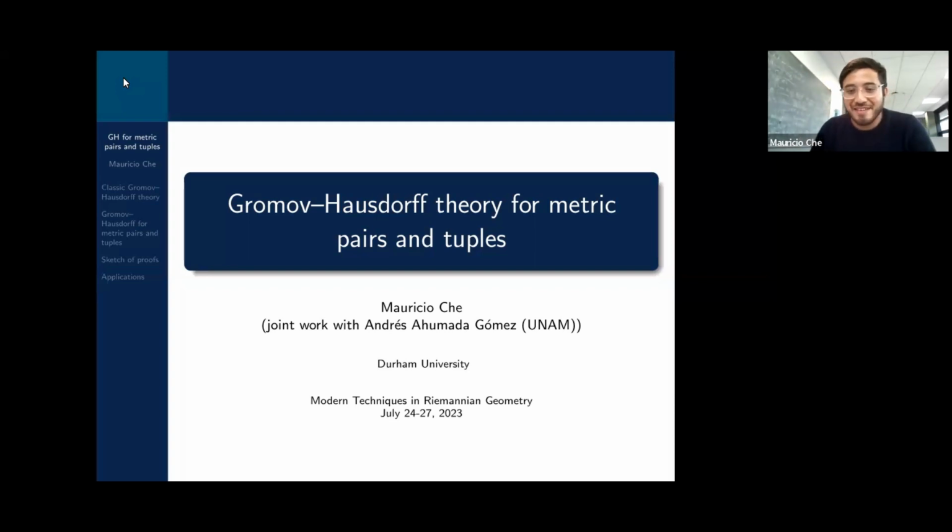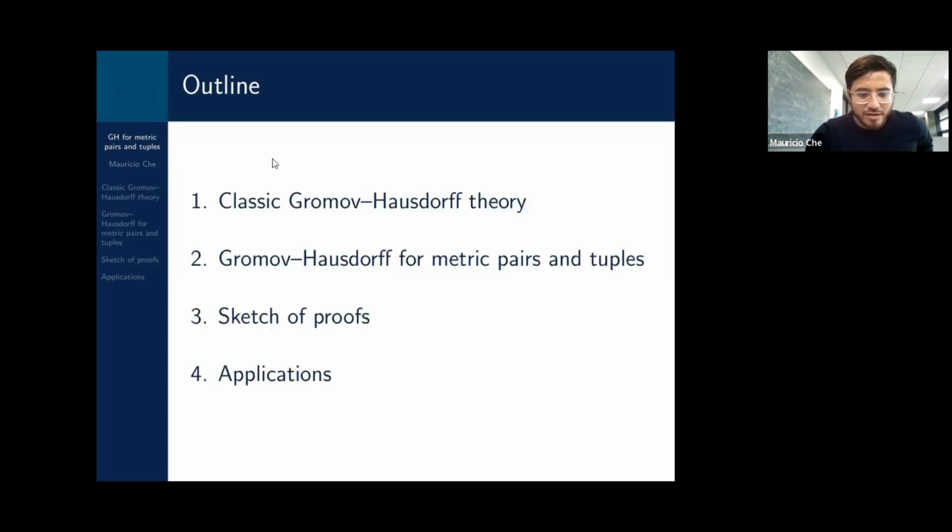Thank you very much for the invitation. It's an honor for me to give a talk in this event. So yes, I will talk about Gromov-Hausdorff theory for metric pairs and metric tuples. This is based on a collaboration with Andrés Ahumada Gómez, who is, I presume, in the in-person audience. This is a work in progress, but we are planning to upload a paper to the arXiv soon, so we'll keep you posted.